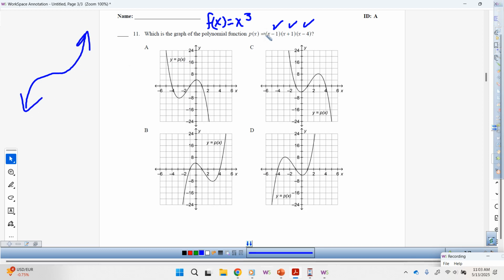Does it have a negative in front of the first parentheses? No, so it has to look like this. Which one of those look like that? B and D. Not A, not C. Why not, Mr. Q? Because if it has a negative, then they would flip and it would look like these two.